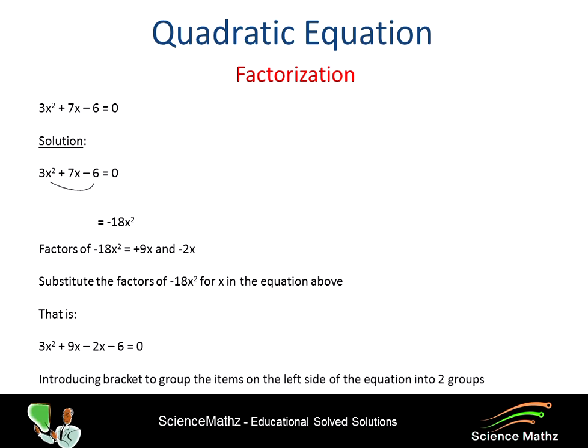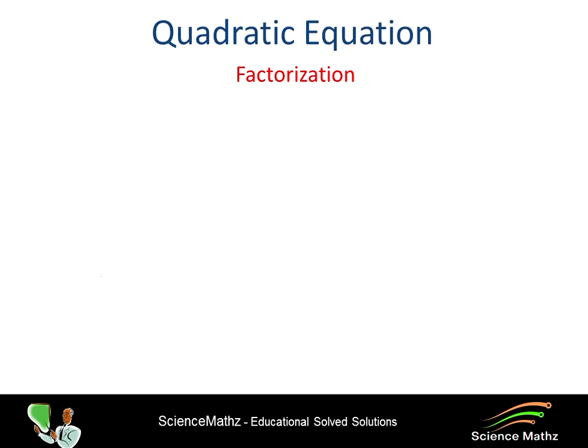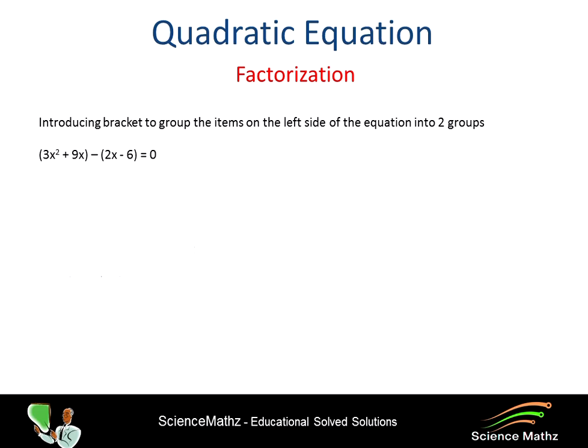Now let's proceed. We are going to introduce this equation into two brackets. We're going to group them into two groups. We are going to group 3x squared plus 9x into one group, and 2x minus 6 into another group. Now, this is what I mean. 3x squared plus 9x is in one bracket, 2x minus 6 is in another bracket, all equal to 0.